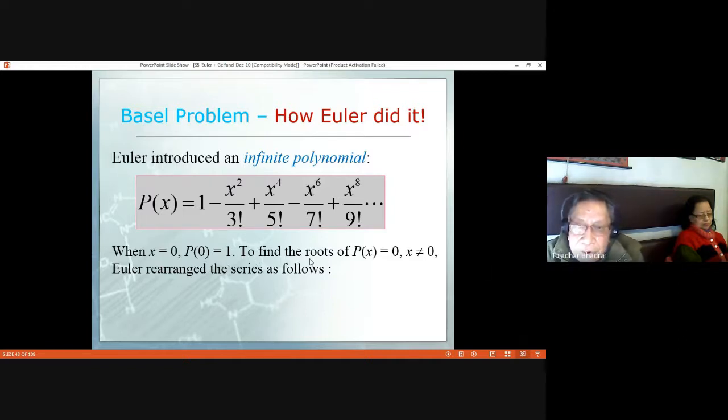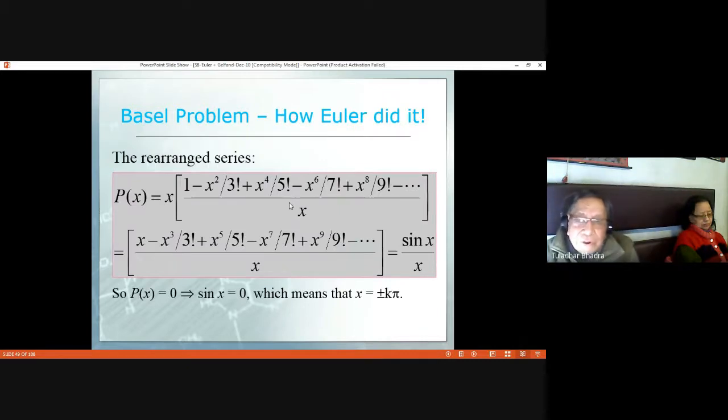To find the roots where x is not 0, Euler rearranged the series as follows. So he rearranged the series, dividing by x, and then we have this series. Now this upper series is nothing but the expansion of sin x, and this is sin x by x. So then we can find the roots of P(x): P(x) will be 0 if sin x will be 0.